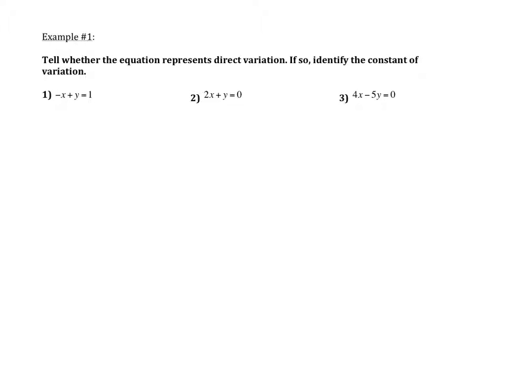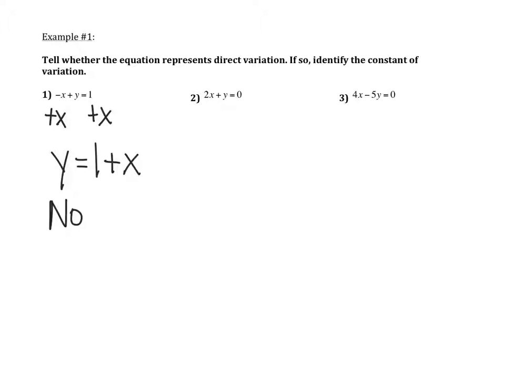Example number 1, tell whether the equation represents direct variation. If so, identify the constant of variation. So again, you can identify an equation as direct variation if the y is by itself and there is a number in front of the x multiplying the x. So the first one is negative x plus y equals 1. To get y by itself there, I would add x to both sides. 1 plus x is 1 plus x. So therefore, y equals 1 plus x. There is not a number in front of the x that is multiplying the x. This time, x is being added with the 1. So therefore, this is not a direct variation equation.